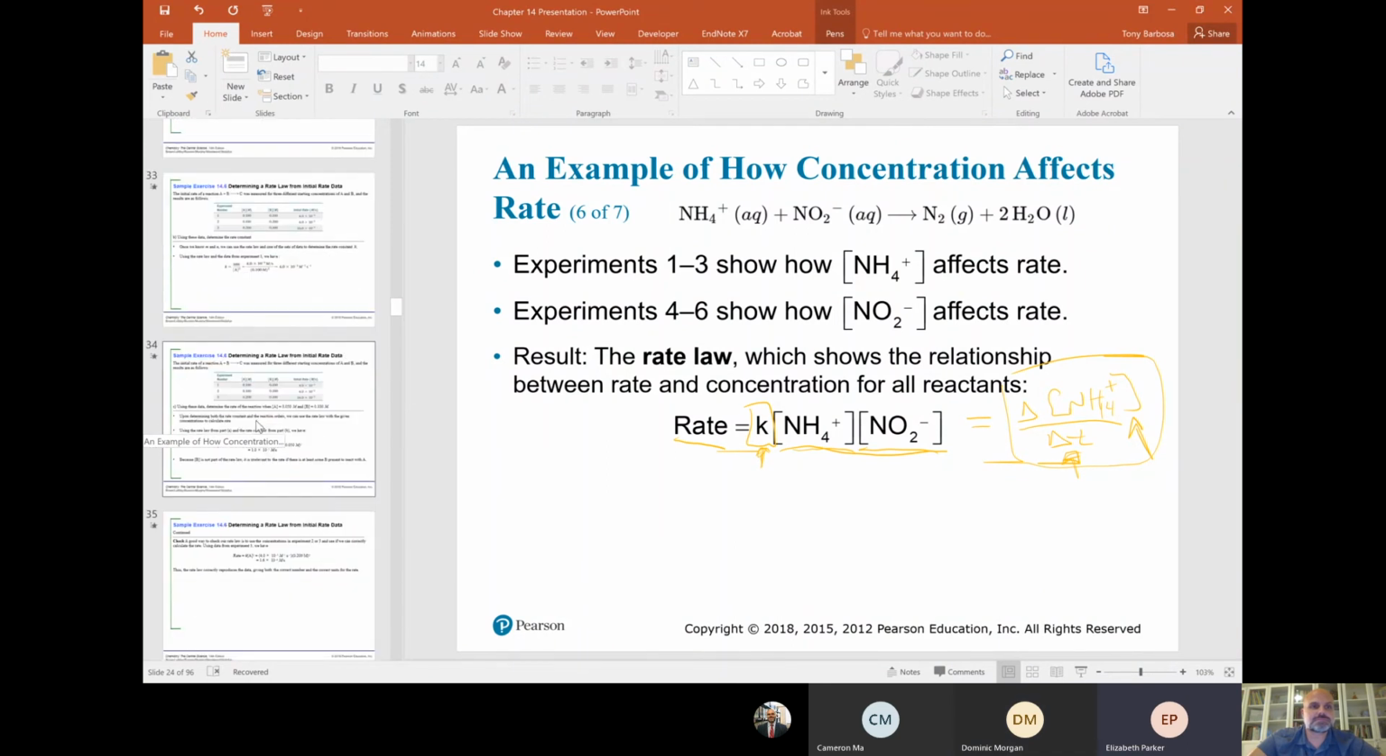So could we go over, this is chapter 15, but the difference between Q and K_p, or just how you use them to figure out which way the equilibrium shifts? Sure. Okay.